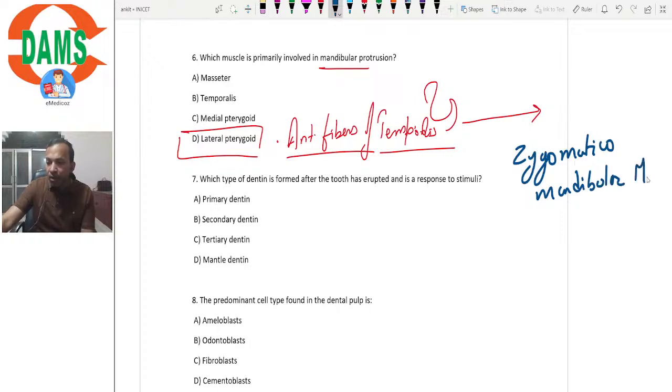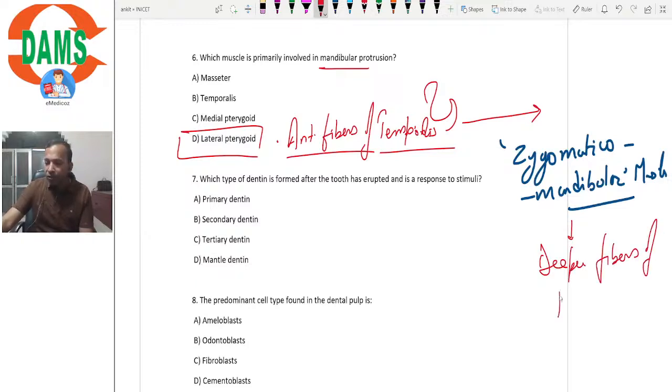It is assisted by anterior fibers of temporalis, and also, if at all there is an option, zygomaticomandibular muscle. So what is this zygomaticomandibular muscle? It is nothing else but the deeper fibers of masseter, right? So these are the deeper fibers of masseter, and they assist the lateral pterygoid muscle in protrusion. So two muscles will assist lateral pterygoid: anterior fibers of temporalis and deeper fibers of masseter.